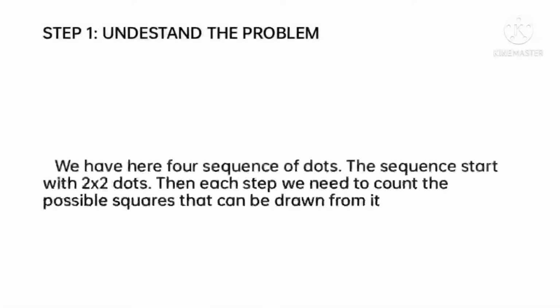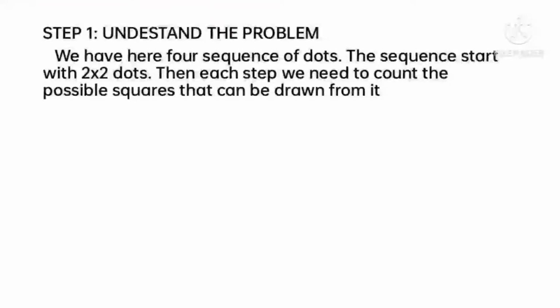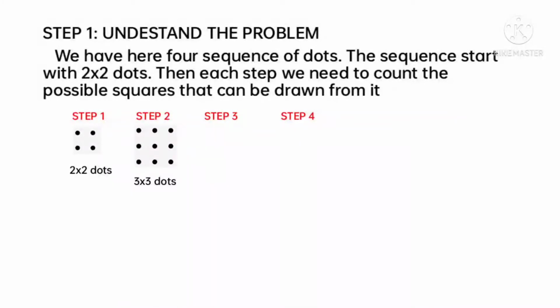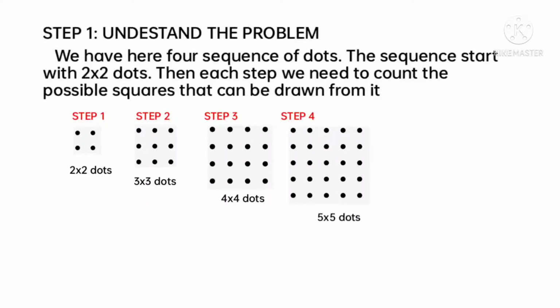So let's proceed to the first step, understand the problem. We have here 4 sequences of dots. The sequence starts with 2 by 2 dots. Then at each step we need to count the possible squares that can be drawn from it. So the first step is 2 by 2 dots, the second step is 3 by 3 dots, the third step is 4 by 4 dots, and the fourth step is 5 by 5 dots. So that is the note.